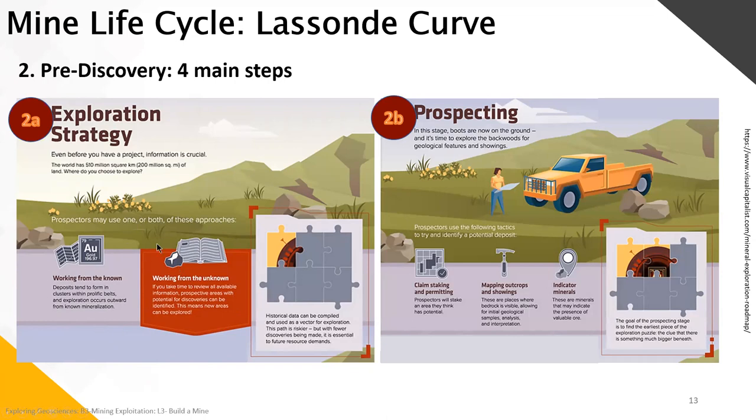So working from known is everything that has been done historically. Working from the unknown is once we are in the field, we pick up new observations that we will try to combine to old observations and set up our new interpretations. So our new interpretations with the historical data is the first piece of the puzzle.